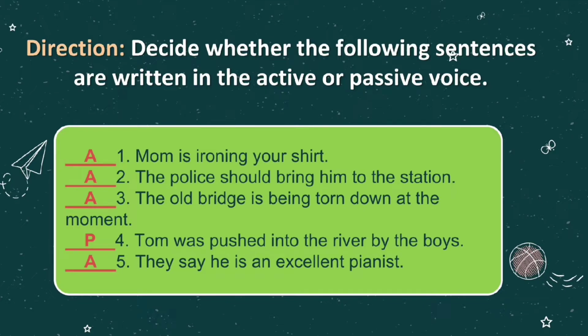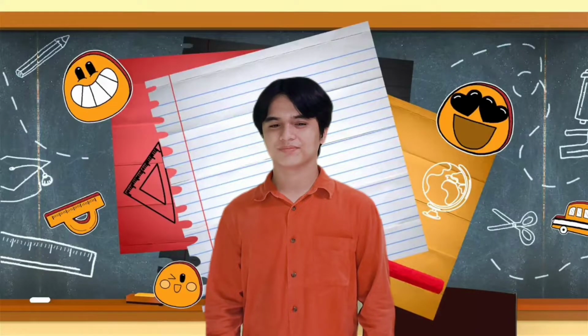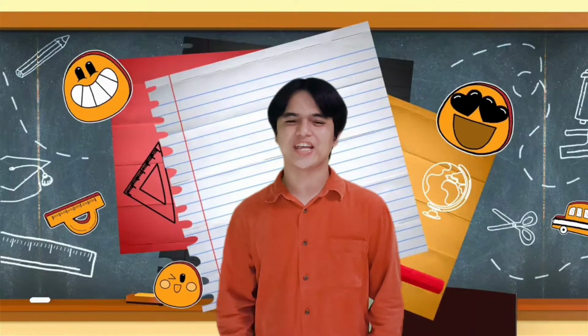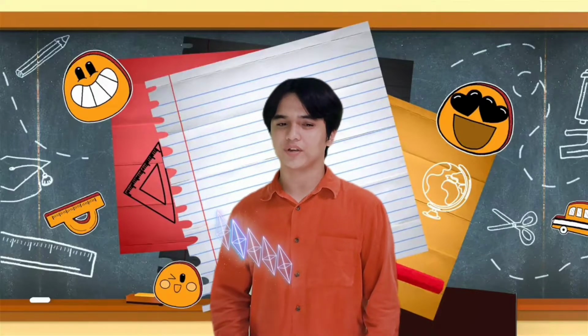So what are the answers to this? Number 1. Active. Correct. Number 2. Still active. Correct. And number 3. Active. Correct. And number 4. Passive? Yeah, it's correct. And for number 5. Active. Correct again. Congratulations! Here's your 5 diamonds if you got the correct answers.